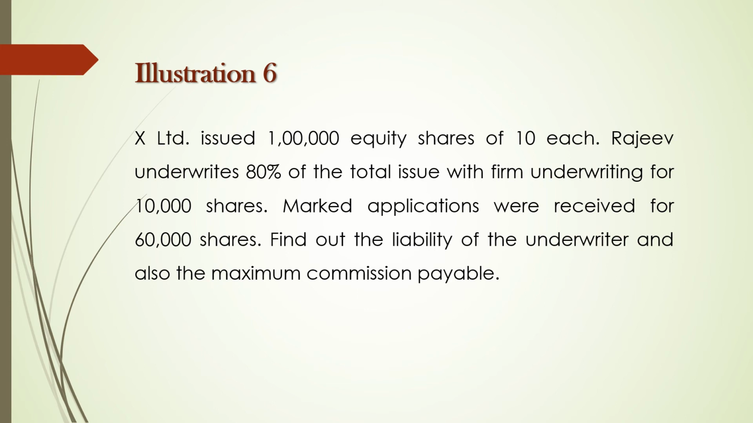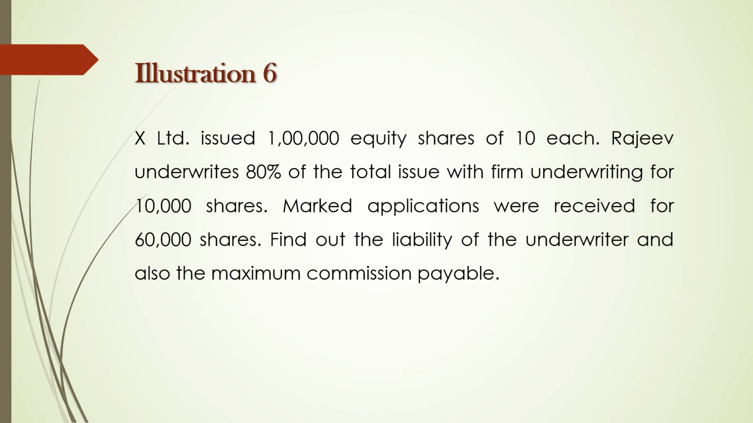So this is the first question. X Limited issued 1 lakh equity shares of rupees 10 each. Rajiv underwrites 80% of the total issue with firm underwriting for 10,000 shares. In the earlier questions where there was full underwriting by the underwriters, this proportion of underwriting was not given. That means the whole shares issued by the company were underwritten by the underwriters. But here only a portion of it is underwritten. That means Rajiv is the underwriter and he underwrites only 80% of the total issue.